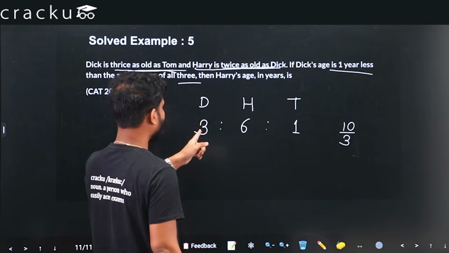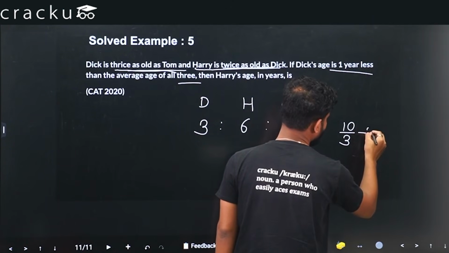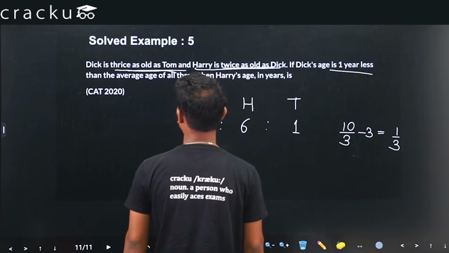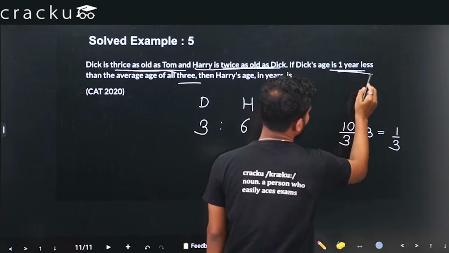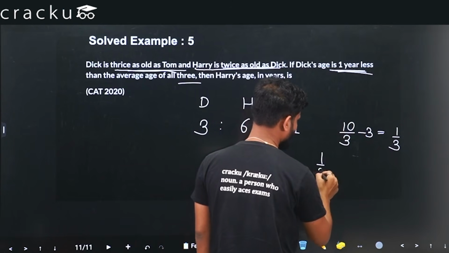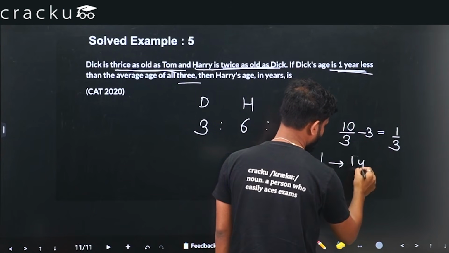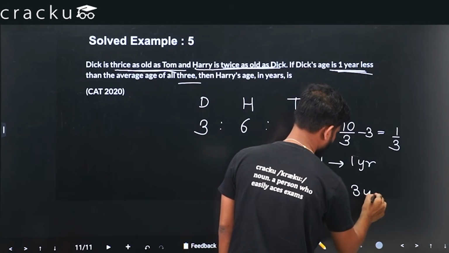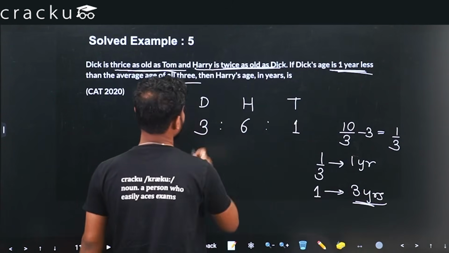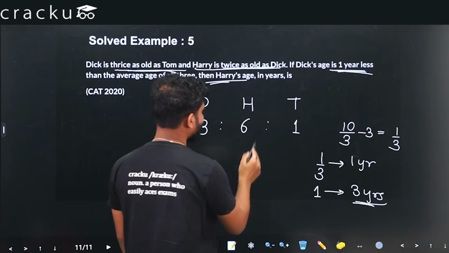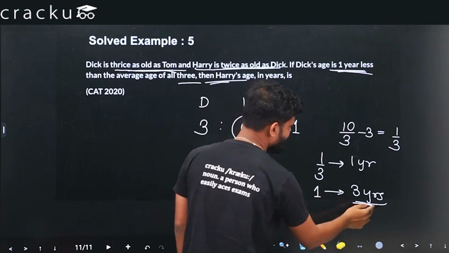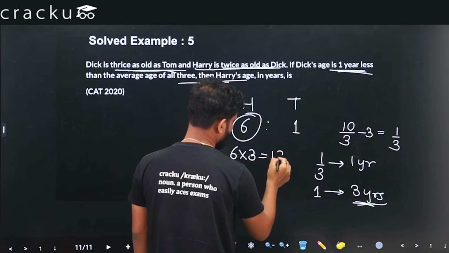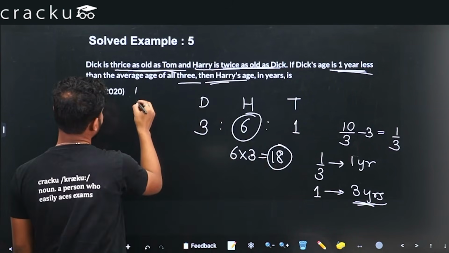And what is D? It is 3. If I subtract D's age, this will become 1/3 part. And this 1/3 part is equal to 1 year. So my 1 part will be equal to 3 years. What am I asked? I am asked Harry's age. So Harry is nothing but 6 parts. 1 part is equal to 3 years. So Harry's age will be 6 into 3, 18. So 18 is the correct answer here.